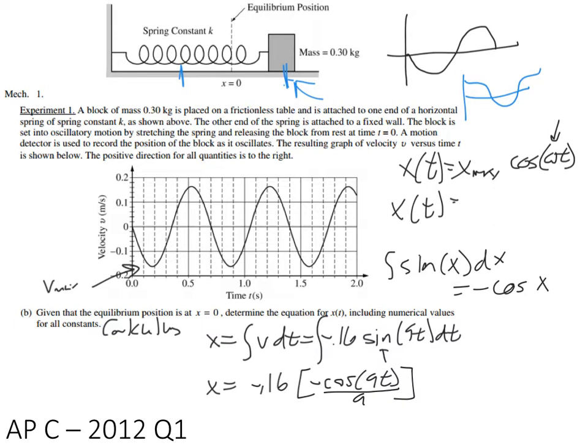So this ends up being your integral: negative cosine 9t divided by 9. Alright? So this negative cancels out with that negative. The 0.16 divides with the 9 to get us 0.018 cosine 9 of t. And this is what you end up getting for your answer.